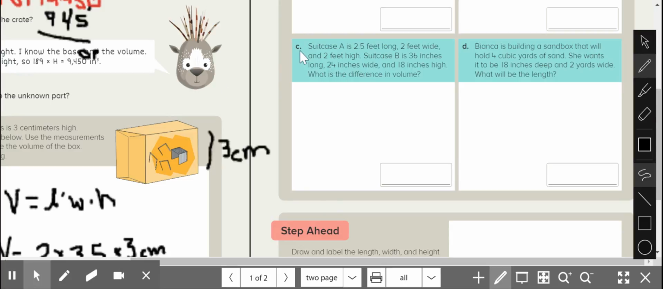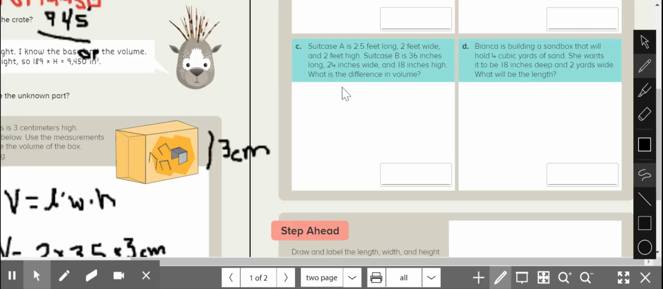So here we go. Part C. Suitcase A is 2.5 feet long, 2 feet wide, and 2 feet high. I'm so glad that we don't have to convert right now. Suitcase B is 36 inches long, 24 inches wide, and 18 inches high. What is the difference in volume? I spoke too soon. I am so sorry.